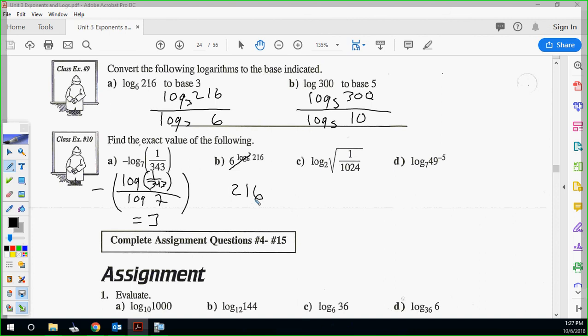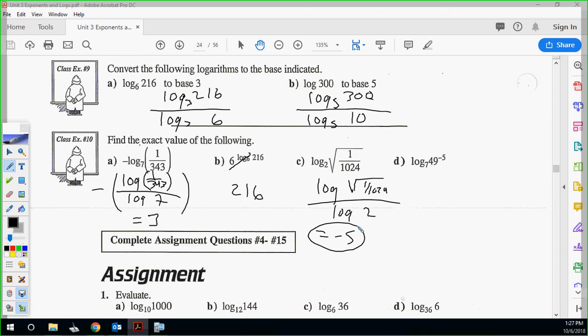Okay. And this one here, we'd go log of square root 1 over 1024 over log 2. Okay. That gets you -5. And you calculate that. We expect it to be negative again because of 1 over 1024. Okay. All right, and this one here, we get the -5.